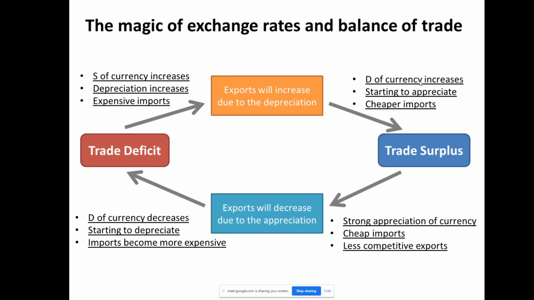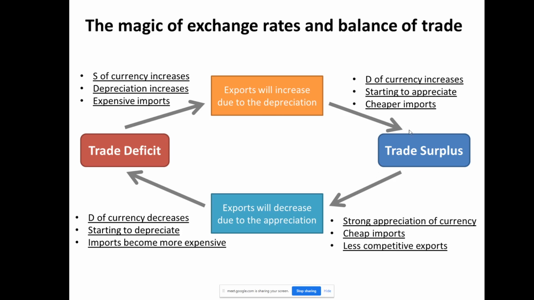And when the demand of the currency is going up, an appreciation starts to show up. And the imports will gradually become cheaper. And if we keep going on, then you will see a trade surplus again, right? When the exports are higher than the imports, because of the transition here. And it would keep going.